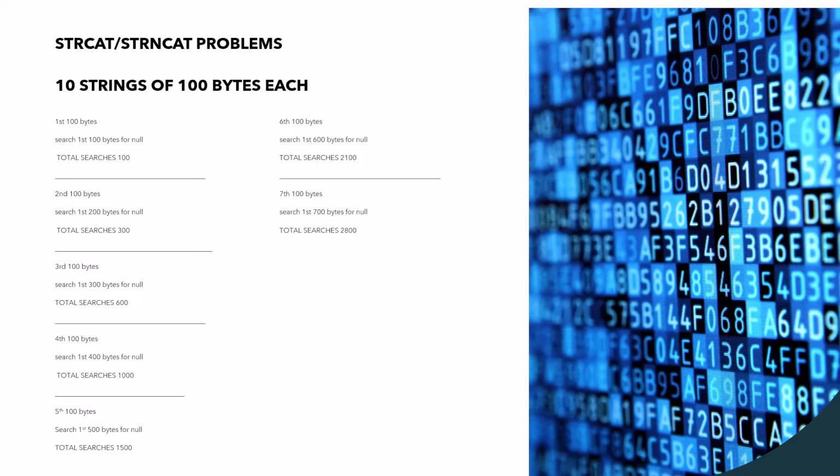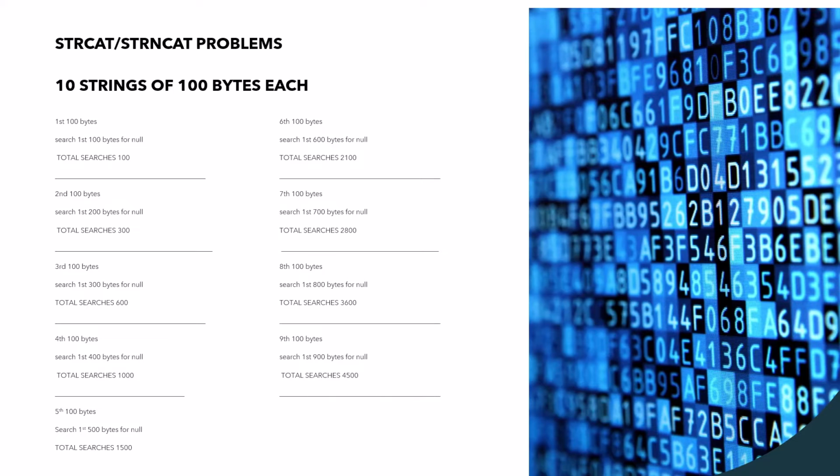And so it keeps mounting up, right? We have the 800 bytes, we're going to look through the first 800 bytes for the null character. Add that 800 to the previous number of searches, which is 2800. And we have total number of searches now to a whopping amount of 3600. Move on to the 900 bytes. We've got to search through the first 900 bytes for the null. Total number of searches will now be 4500.